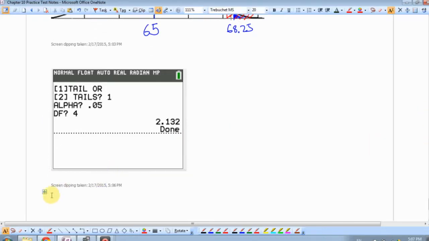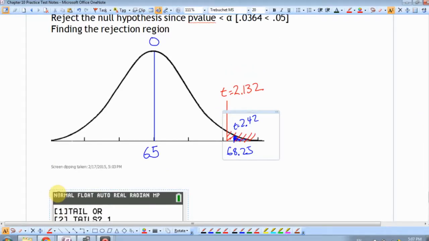Can you just say that again? The area above 2.132 is 5%. What's between 2.132 and 2.42 doesn't really matter. What's important is that 2.42 is bigger than 2.132, so we would reject the null hypothesis. It's another way of deciding whether to reject that does not rely on p-values.